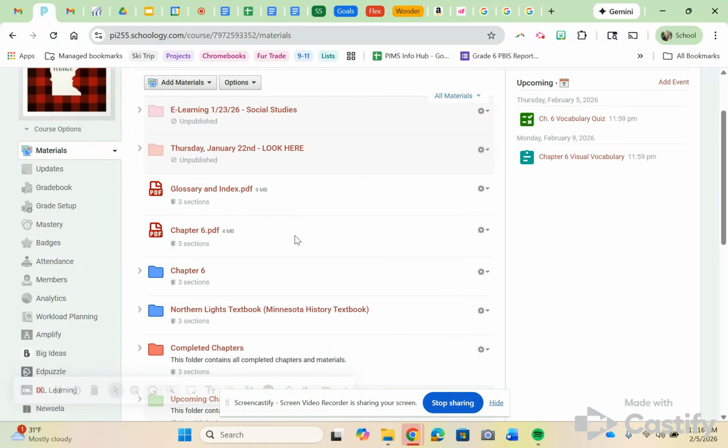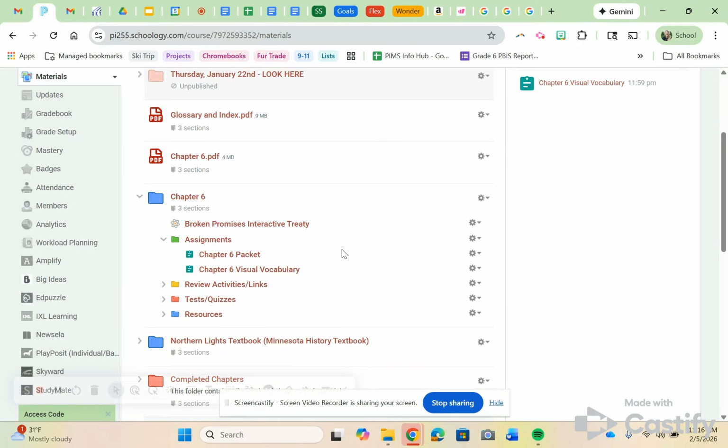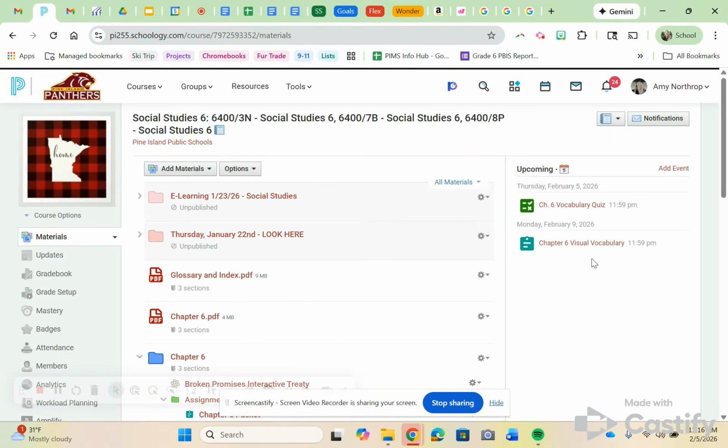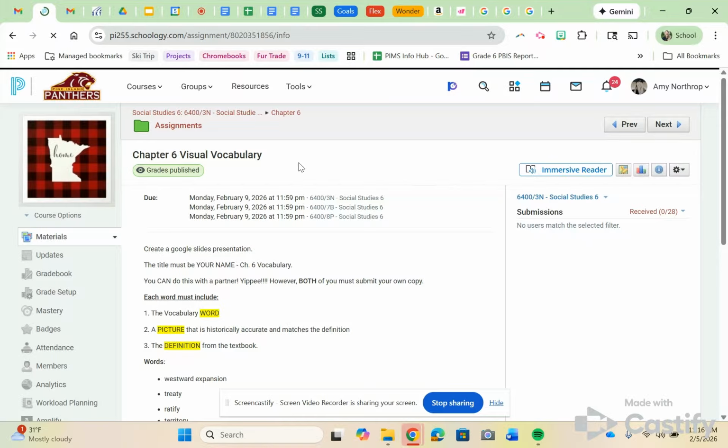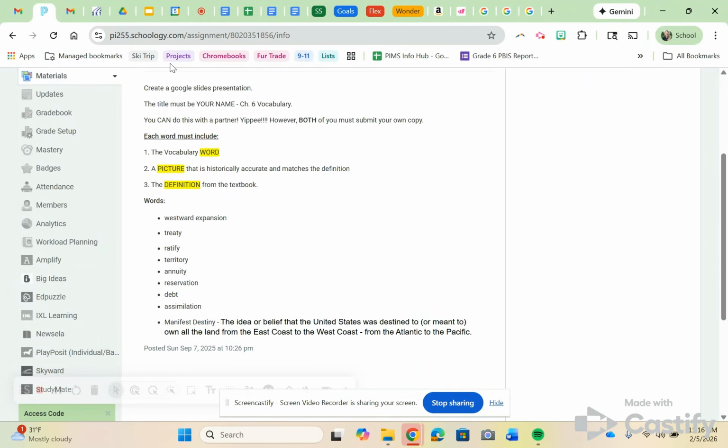So if you go into Schoology and you go into the Chapter 6 folder, you will see a green folder that says Assignments, and in Assignments it is Chapter 6 Visual Vocab. You will also see it over here on the right hand side. Once you click into Chapter 6 Visual Vocab, you will see the instructions about creating a Google Slides presentation.